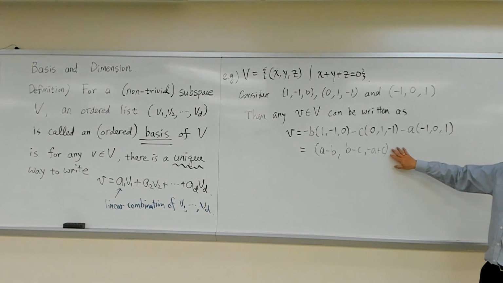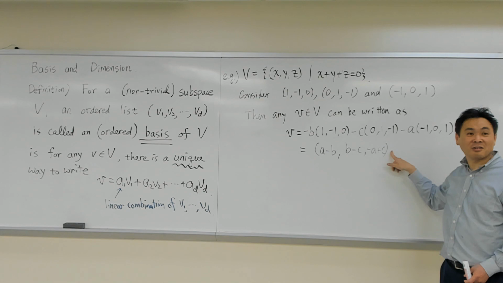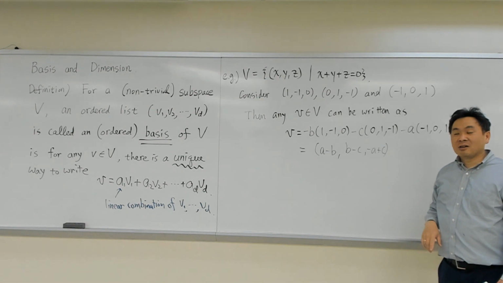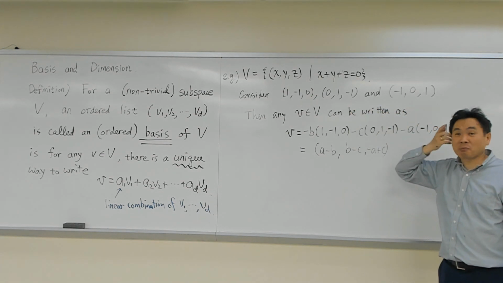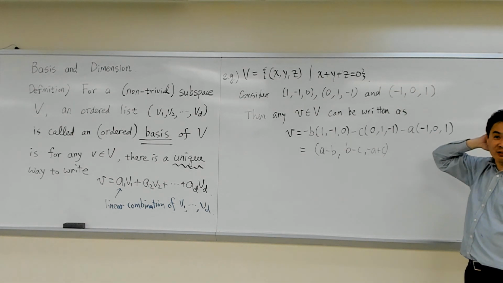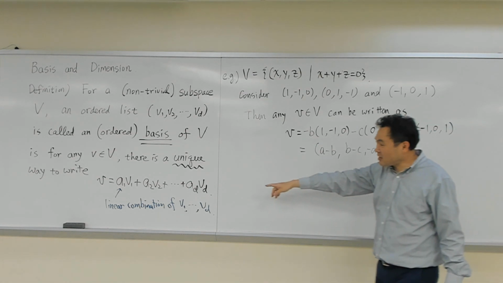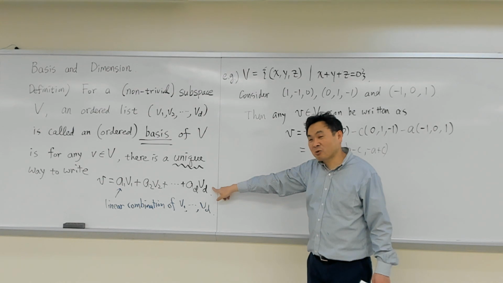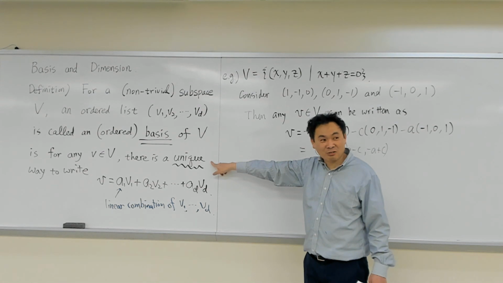Because we already showed that, right? Anything that looks like this does this. So does that mean that these three vectors form a basis for this subspace? Yes. Well, it is able to represent, right? But what's not so sure is uniqueness. Is it unique? That's the problem.